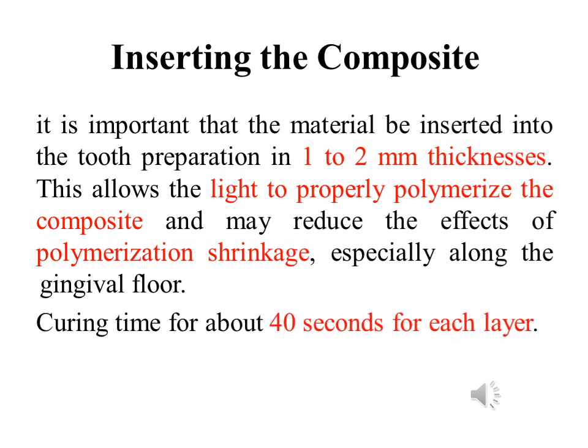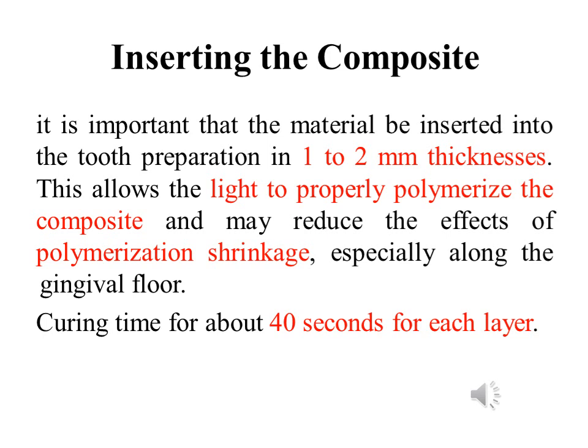After we do acid etching, bonding, isolation, celluloid strip or crown, so the tooth or the cavity is being ready to accept the restorations. It is important that the material to be inserted into the tooth preparation in 1 to 2 mm thickness. So the material not exceeded more than 2 mm.